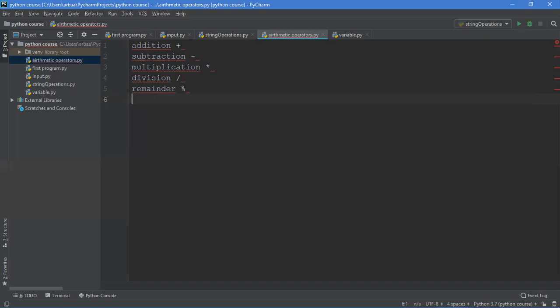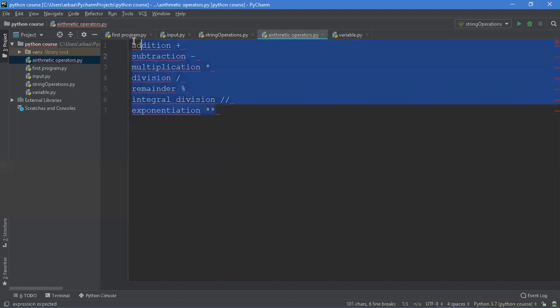The next one is called integral division. I'll be giving examples of all of these. For integral division, instead of a single slash, we use double slashes. And the last one is called exponentiation, and for this purpose we use a double asterisk. A single asterisk is used for multiplication, but the double asterisk is used for exponentiation. All right, so these are all the operators available in Python.